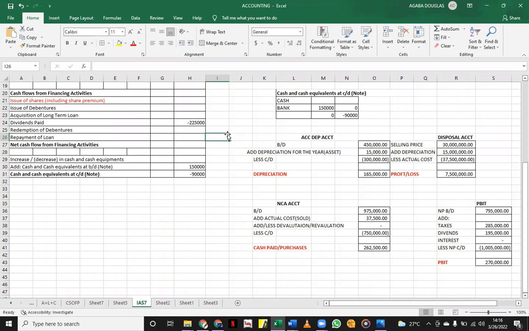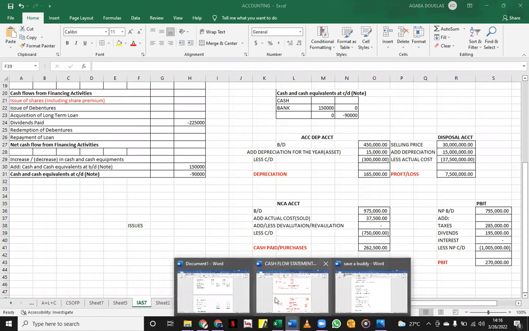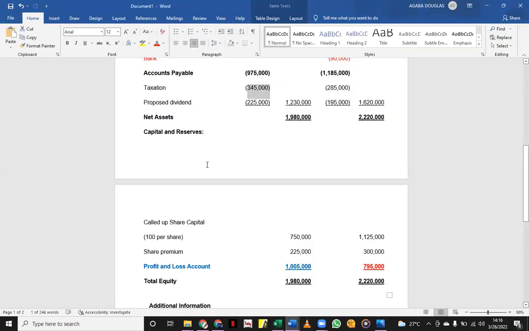And then we will have our final one on the issuing of shares. Now, when it comes to shares, let me make up something small here. In our question, we have 100 per share and we have 750. So that is the value of the shares. We need to find out the number of shares that were issued out.